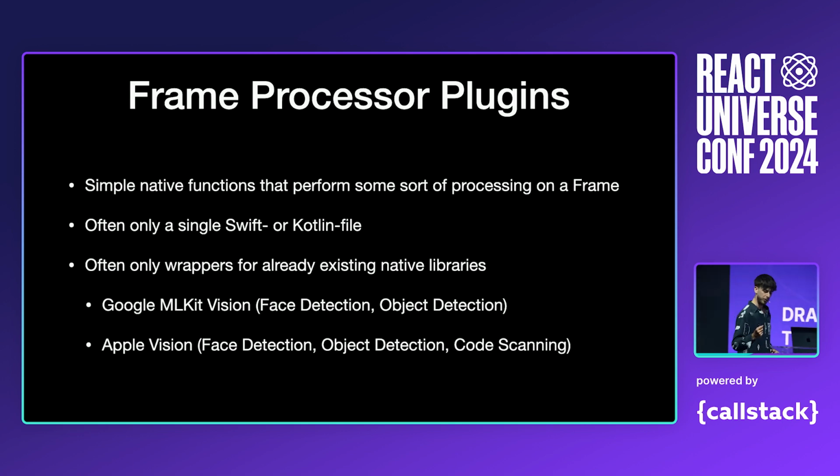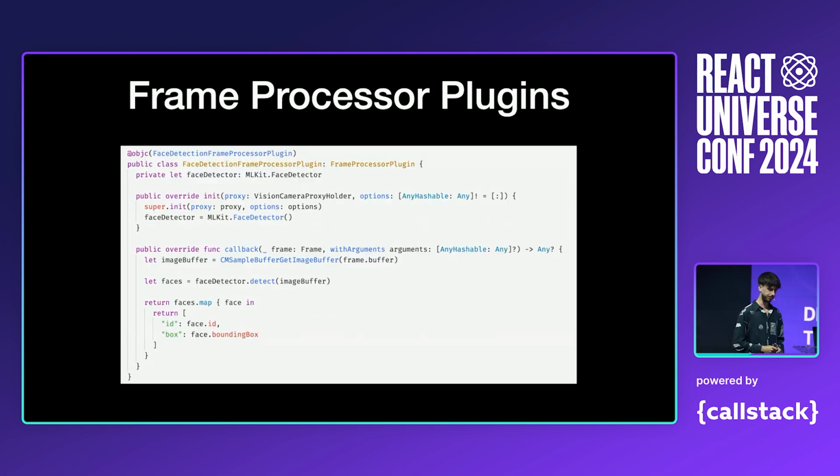Right, so this frame processor plugin I just mentioned is a simple native function that performs some sort of processing on a frame. So you receive a frame, you do some processing, you return data. It's very often just a simple Swift or Kotlin file, which is very simple and short in the implementation. And most of the time, it's just a wrapper for existing libraries like MLKit for face detection, object detection, or Apple Vision, or TF-Lite. All those kinds of processing libraries that we all know and love.